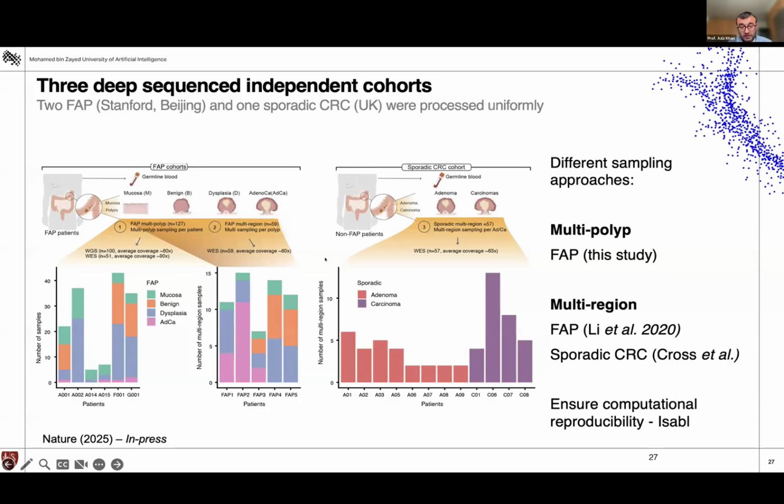And what we did was reprocess everything again for these other public cohorts, I mean these 2 cohorts as well, using the same exact pipelines. The only difference between our FAP cohort and the other FAP cohort is that we take 1 polyp and sequence it, so this is 1 polyp, 1 sequence. But in the FAP cohort from Peking University, they take 1 polyp and do multi-region sampling. They take multiple regions from the same polyp and then sequence them. So it's a multi-region sequencing approach. So you're likely going to see a lot of sharing in that cohort compared to our cohort.